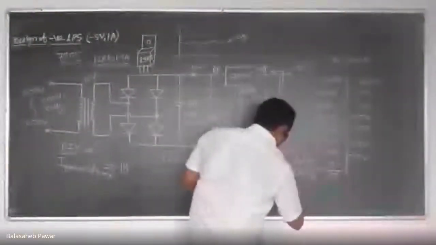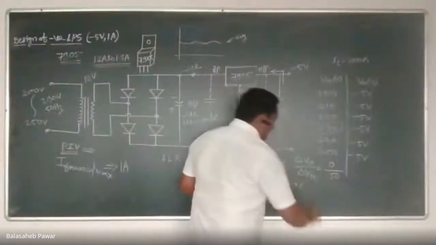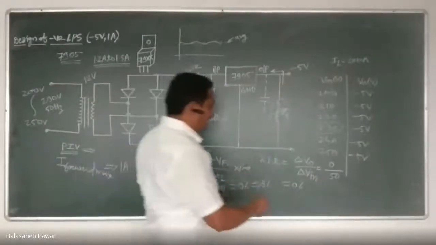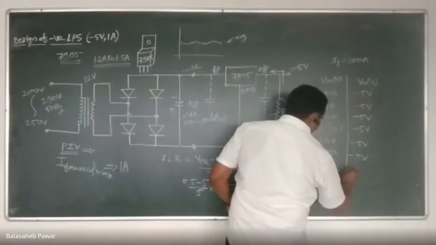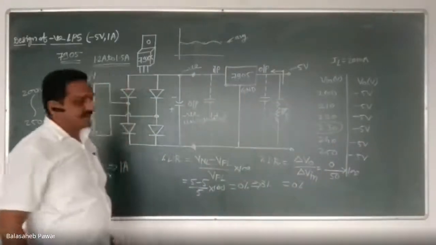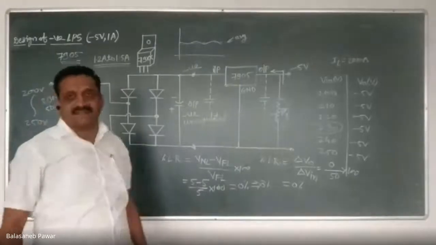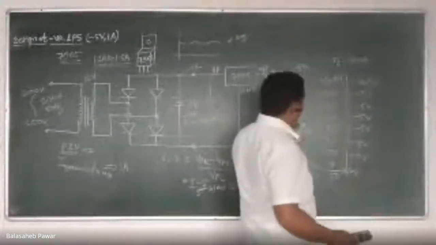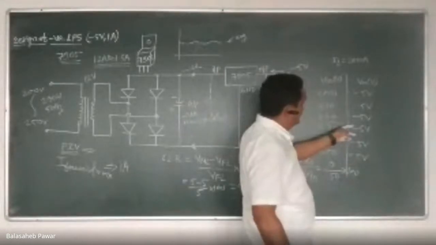So how much will be the percentage line regulation? It will be again 0%, remember. Into 100, whenever you have to find a percentage, you have to take the multiplier as 100. So it will be 0%, we can say. Are you getting it?